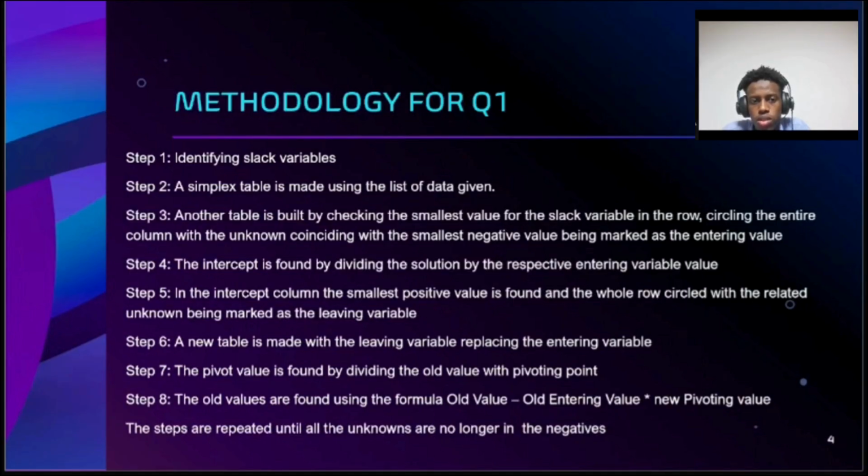Step 4, the intercept is found by dividing the solution by the respective entering variable value. Step 5, in the intercept column, the smallest positive value is found and the whole row circled with the related unknown being marked as the leading variable. Step 6, a new table is made with the leading variable replacing the entering variable. Step 7, the pivot value is found by dividing the old value by the pivoting point. For step 8, the new values are found using the formula: old value minus old entering value times new pivoting value. The steps are repeated until the unknowns are no longer negative.